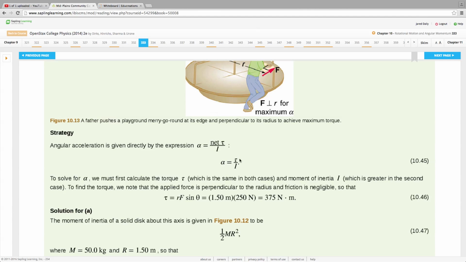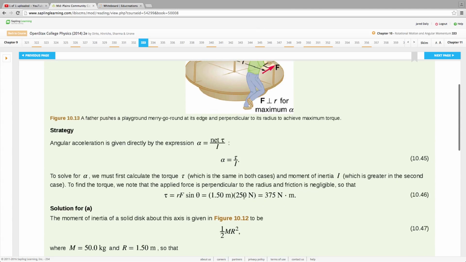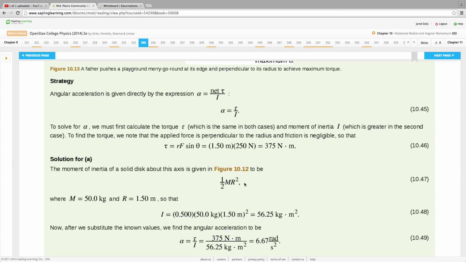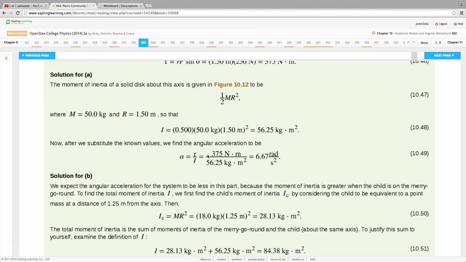And we also need to calculate the torque. So we figure out the torque from r F sine theta. And then we use the moment of inertia from the previous page, 1/2 m r squared. We plug them in this equation and we calculate the angular acceleration. Turns out the angular acceleration in this particular case will be 6.67 radians per second squared. And once we've calculated that alpha, then we're essentially done with part A because that's what they want.